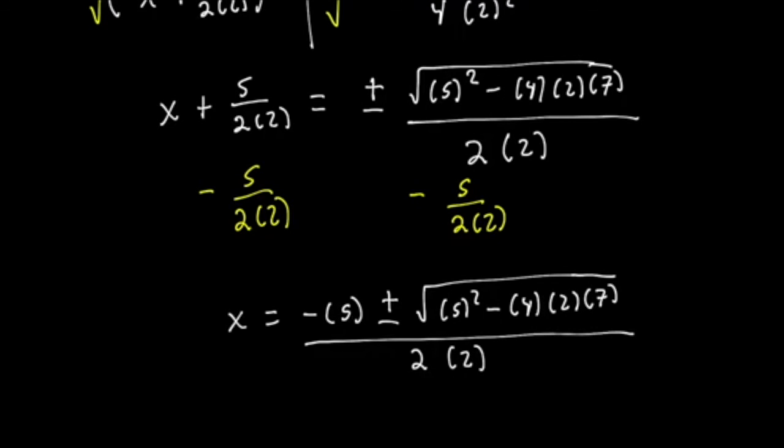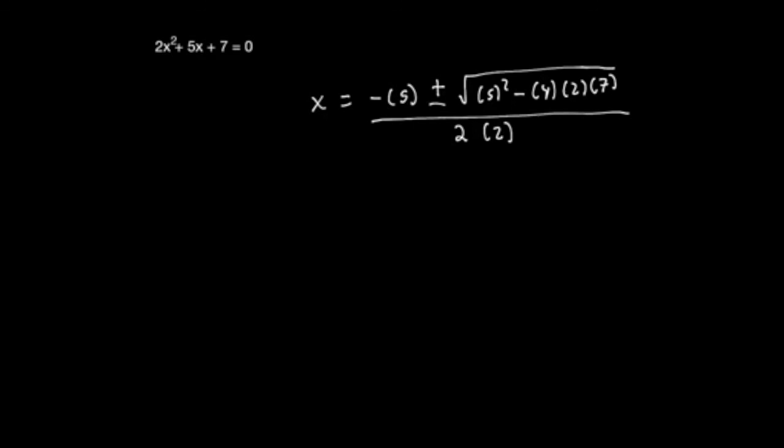Staring at this for a few seconds, it looks like we haven't done anything special. All we've managed to do is to overcomplicate the solution of your x values. But we've actually done something extraordinary. Check this out. Let's look at the original problem. The original problem was 2x squared plus 5x plus 7 equal to 0.